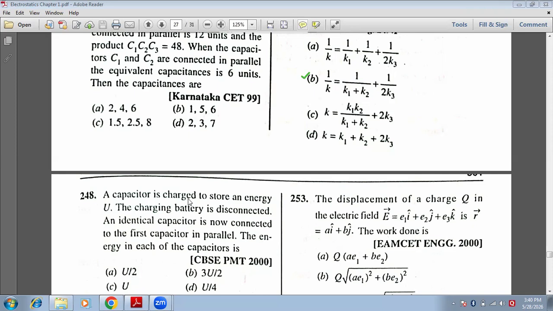A capacitor is charged to store an energy U. The charging battery is disconnected. An identical capacitor is now connected to the first capacitor in parallel. The energy in each of the capacitors is: option A, U/2; option B, 3U/2; option C, U; option D, U/4. Correct answer: option D, U/4.